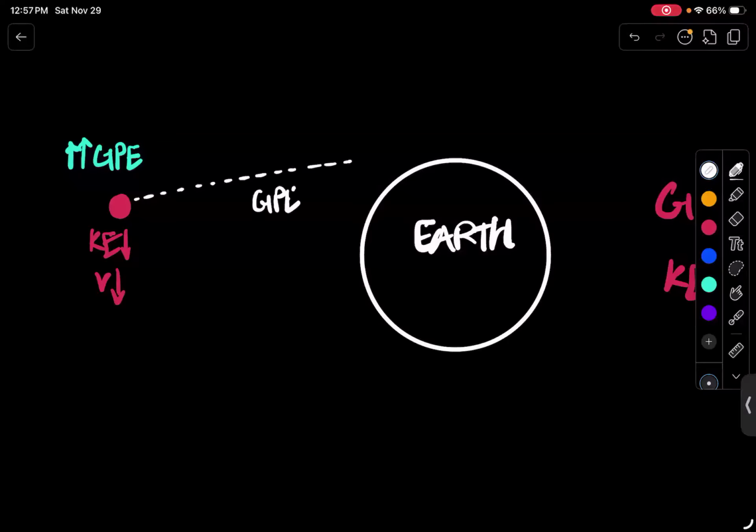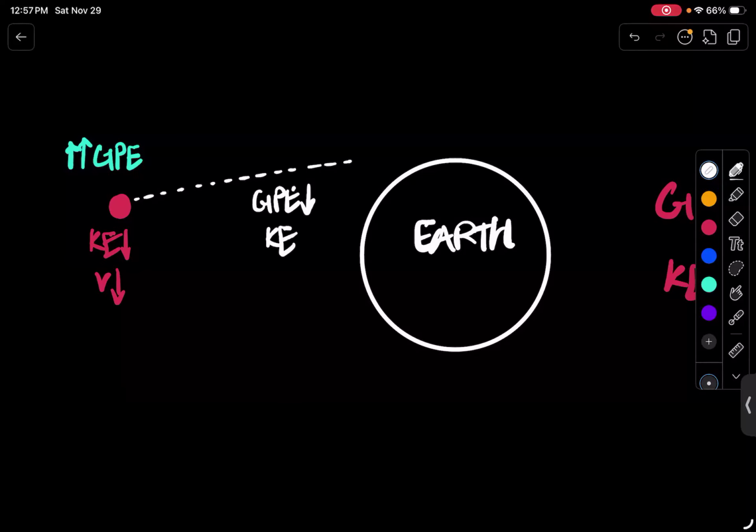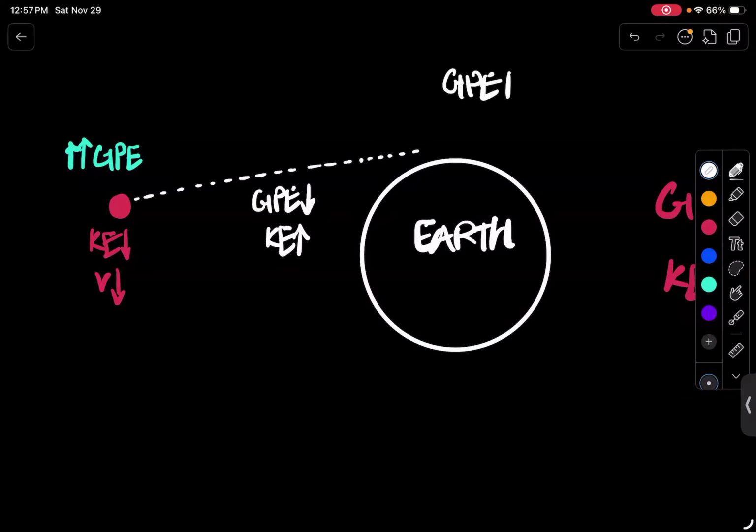GPE is decreasing. And where is that gravitational potential energy going? If an object is falling, what does it do? It catches speed in the form of kinetic energy, right? And as it's coming closer and closer to Earth, gravitational potential energy keeps falling and the kinetic part keeps increasing, right? So now it has a very high velocity over here, right?